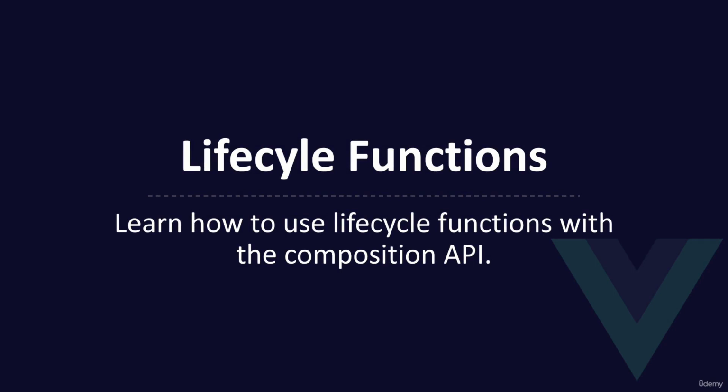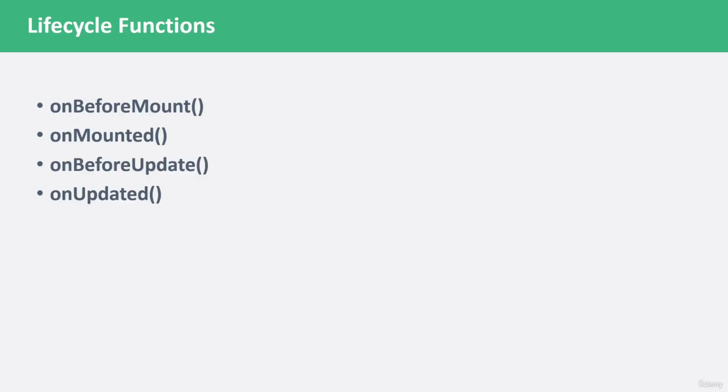The process of using a lifecycle function is not much different than what we've been doing so far. We import a function and then we can call it. We can use most of the lifecycle functions in the Composition API. Regardless of what lifecycle function you decide to use, all of them start with the word on. Here are some examples of some of the lifecycle functions available.